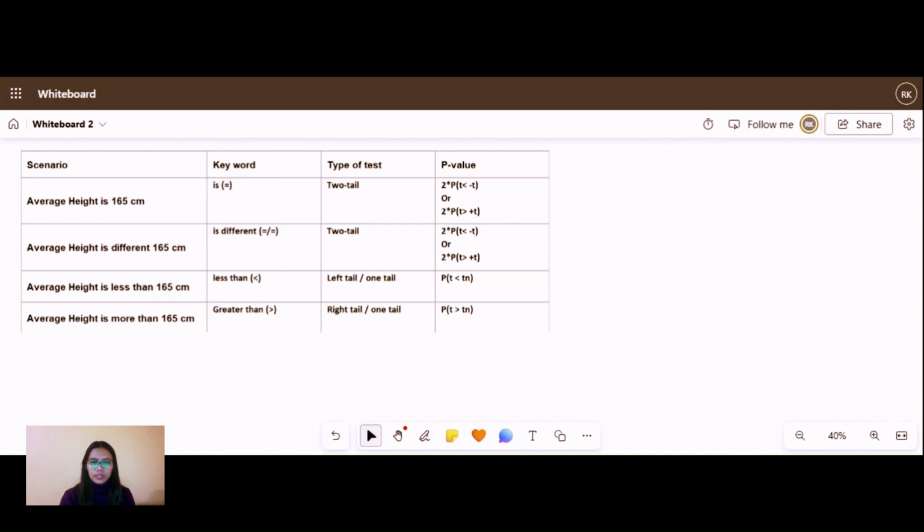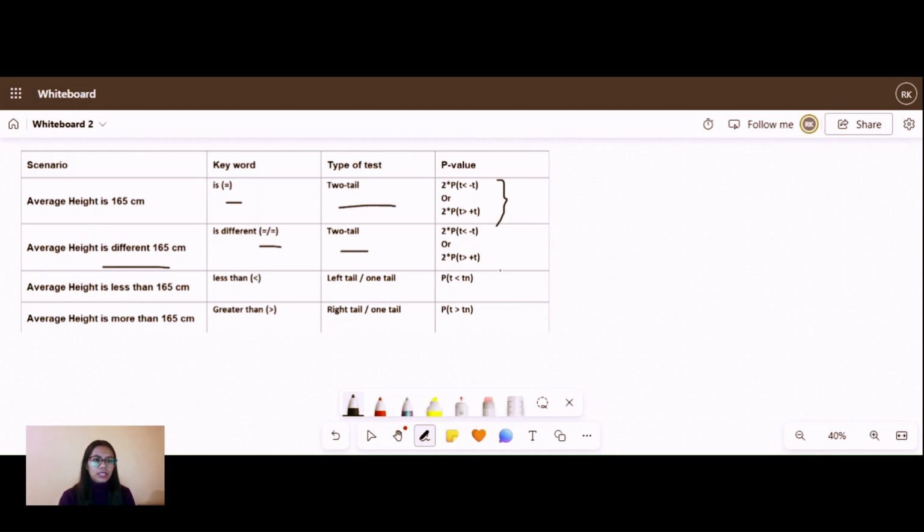Let's try to understand this in the table. What was our first scenario? The average height is 165. The keyword is equals to, that indicates the equal to sign, and it indicates that the alternative must have the not equals to sign, and it will be a two tail test. And the average height is different than 165. That indicates the not equals to sign, so the test will also be a two tail test, and the p-value will be like this.